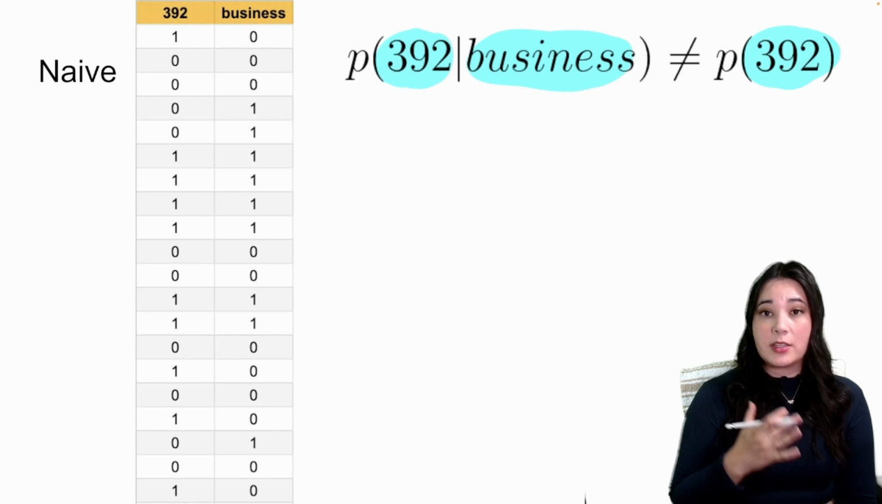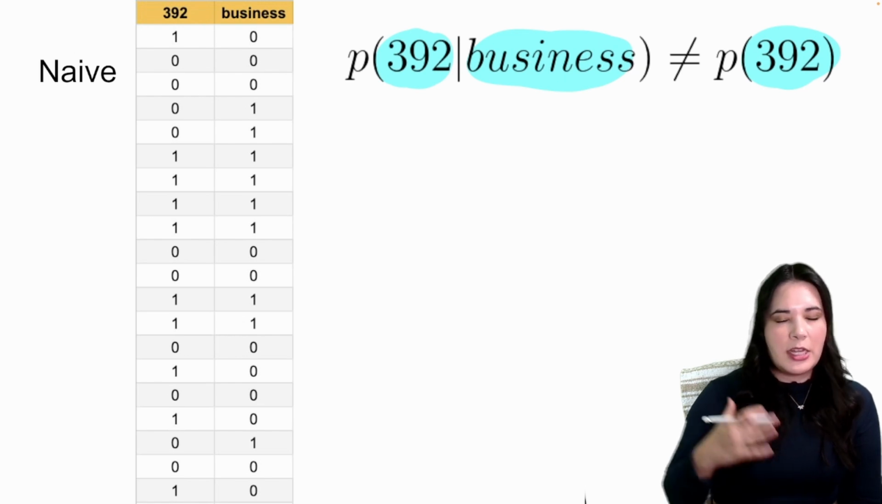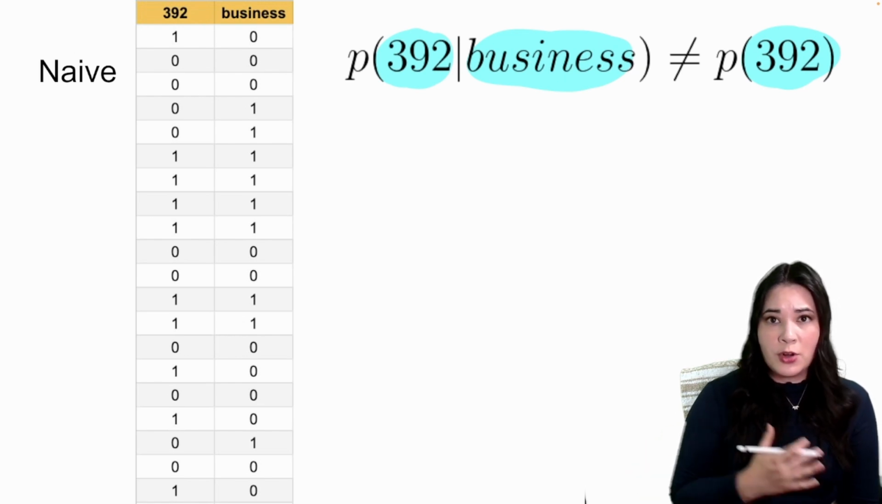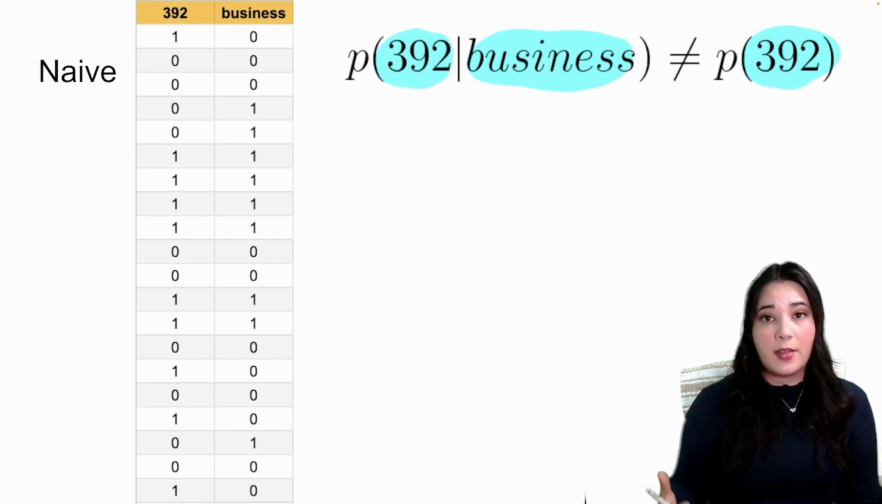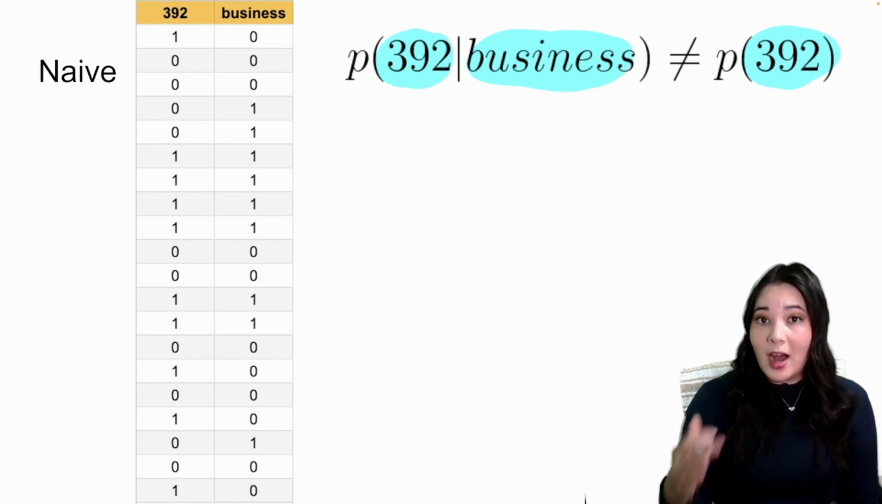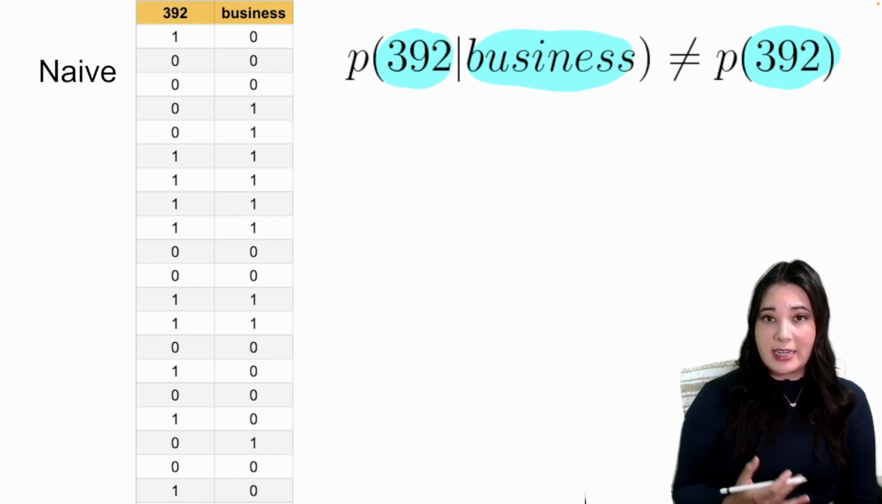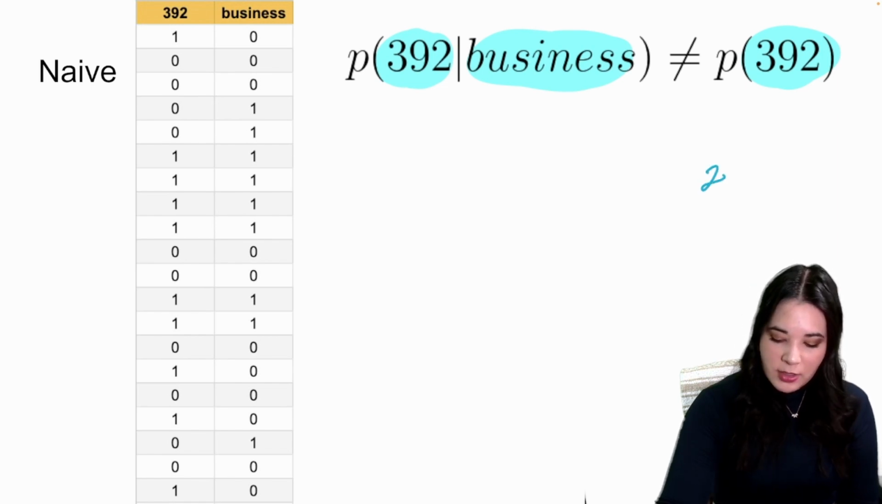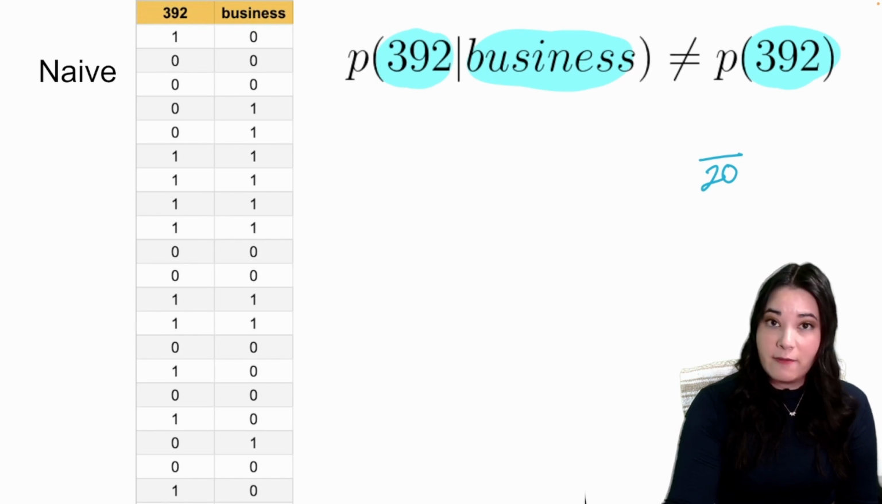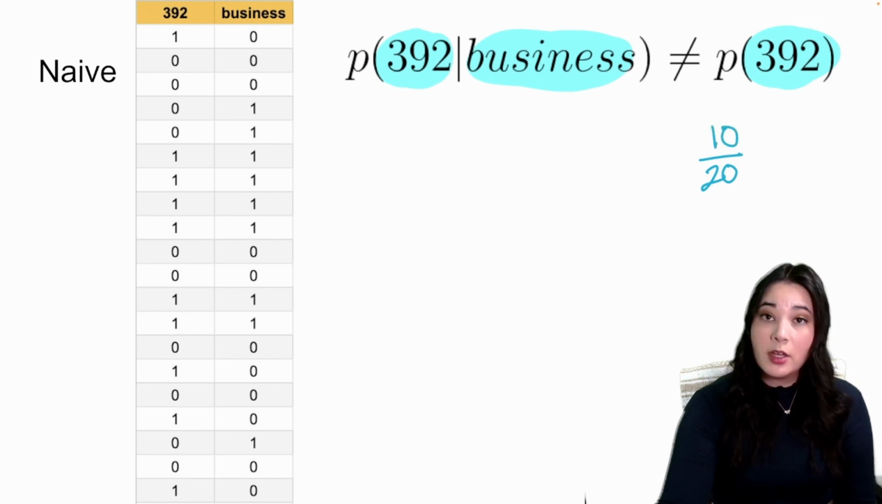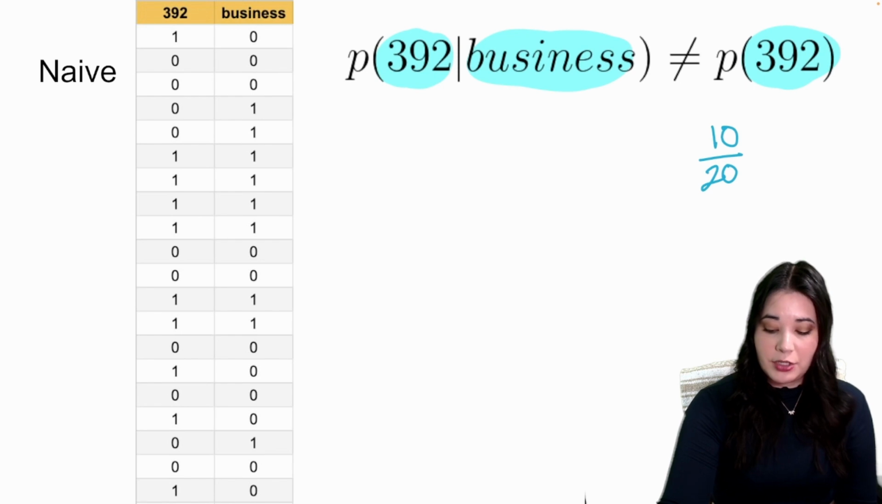If these two things are independent, then that means that knowing someone's a business major gives you no information about whether or not they've taken 392. If they're not independent, then knowing someone's a business major might improve your ability to predict whether or not they've taken 392. First, let's look in our data set what the probability is of taking 392. Well, there's 20 total students in this data set, and of them, 10 have taken 392. So the probability of taking 392 overall is 0.5.